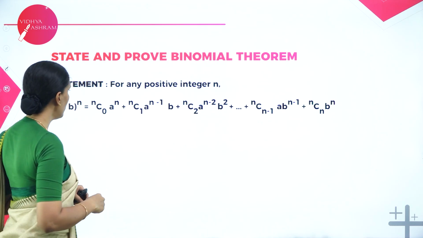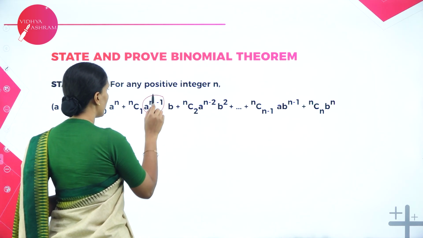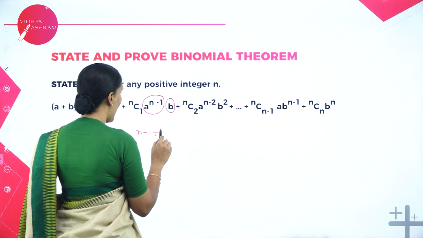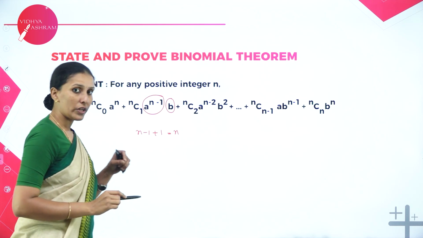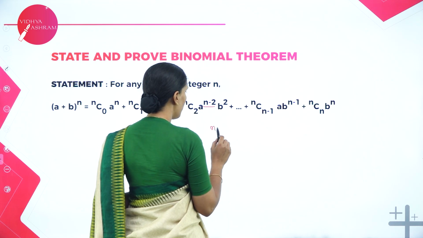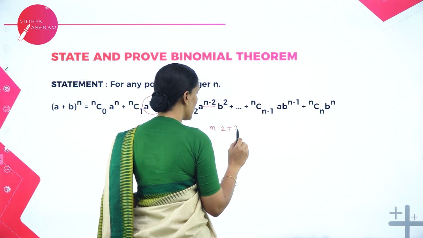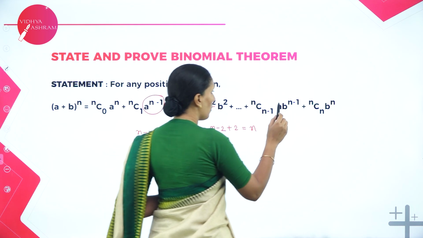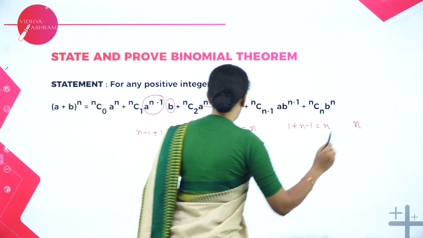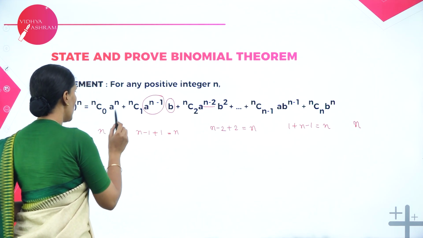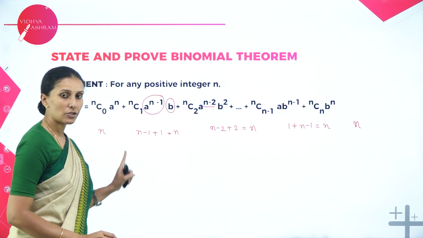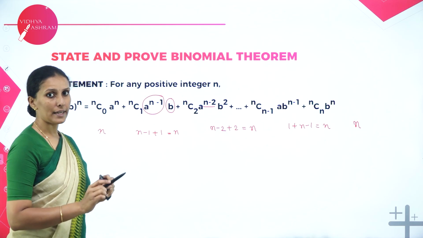Observe that the index of a plus the index of b is equal to n. Look at the statement here. What is the index of a here? It is n minus 1. What is the index of b? That is the power of b, 1. Add this, it is n. So in each term, it is n only. Let's check another term. What is the index of a? n minus 2. What is the index of b? 2. Add this, what is the value? n. And here, 1 plus n minus 1, so it is n. So in each term, the index of a plus the index of b is always equal to n.